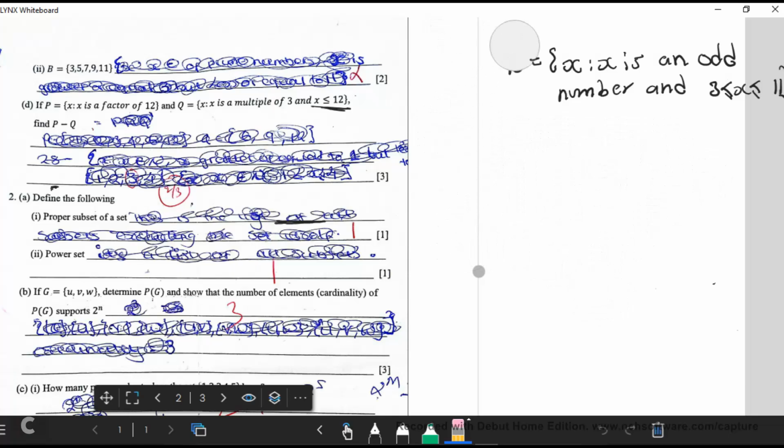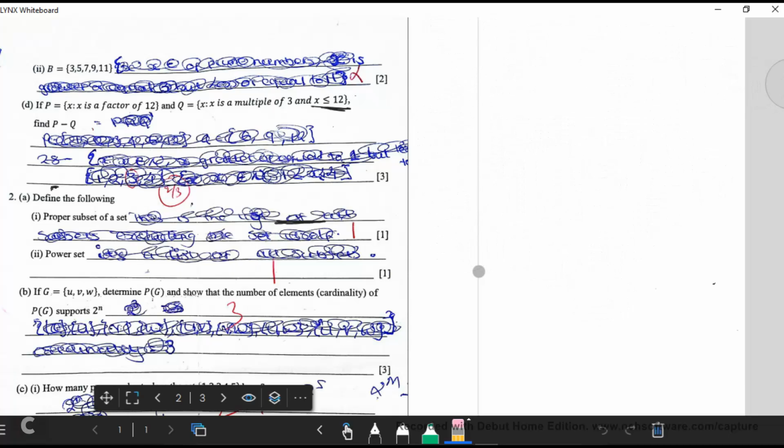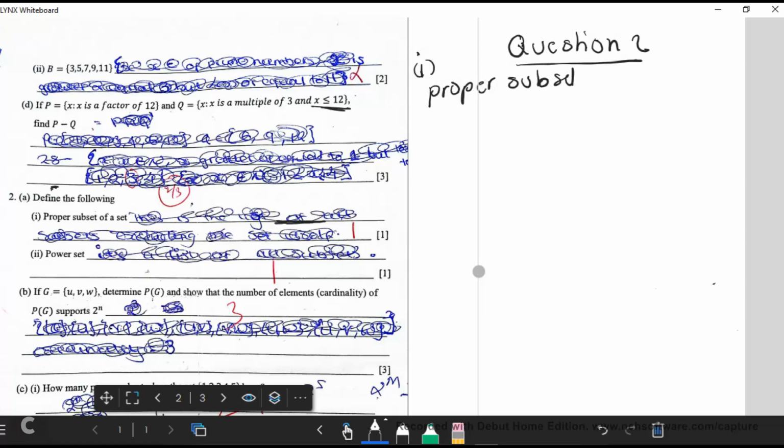Let's go on question 2. So on question 2, they're saying define the proper subset. Define, that's question 2-1. Define the proper subset. Subset of a what? Of a set.